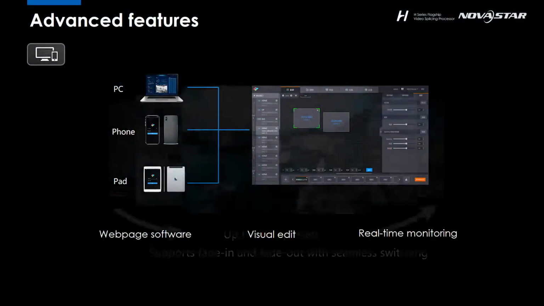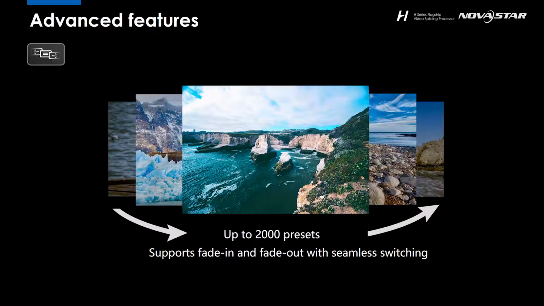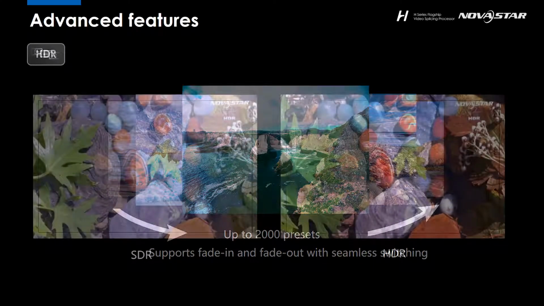Yes, and another useful function is that up to 2,000 presets can be stored on the H series, by which fade in and fade out with seamless switching are supported. You see it again? How many? I think 200 presets are enough to meet my requirements. Now it's 2,000. That's incredible. Yeah. The best is still on the way.